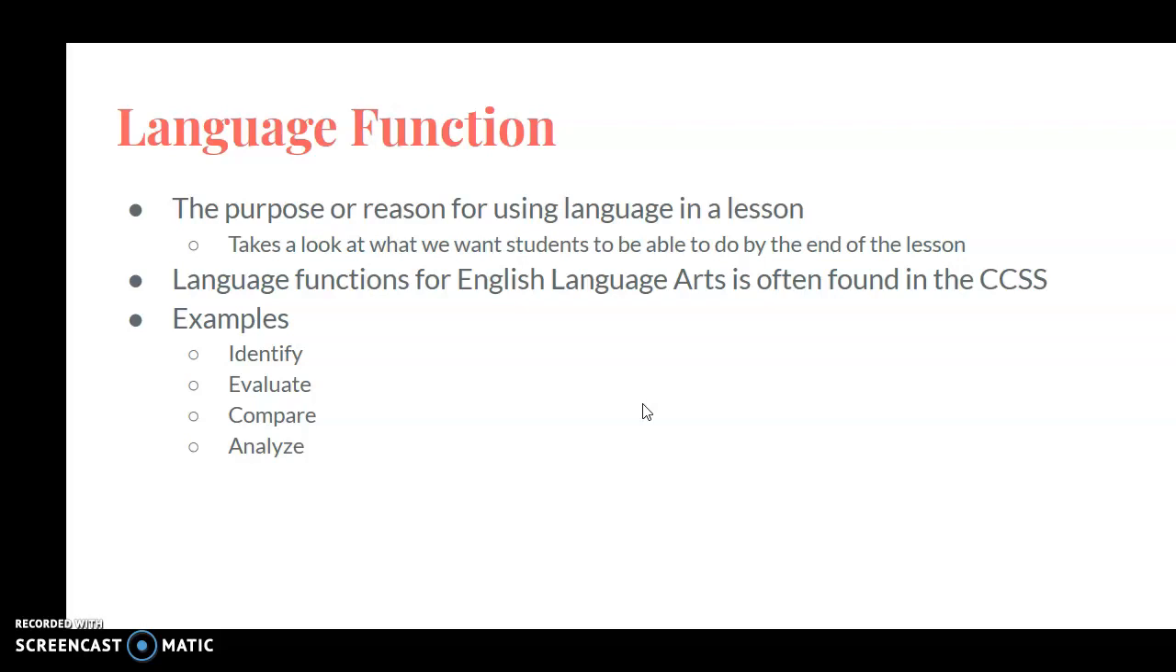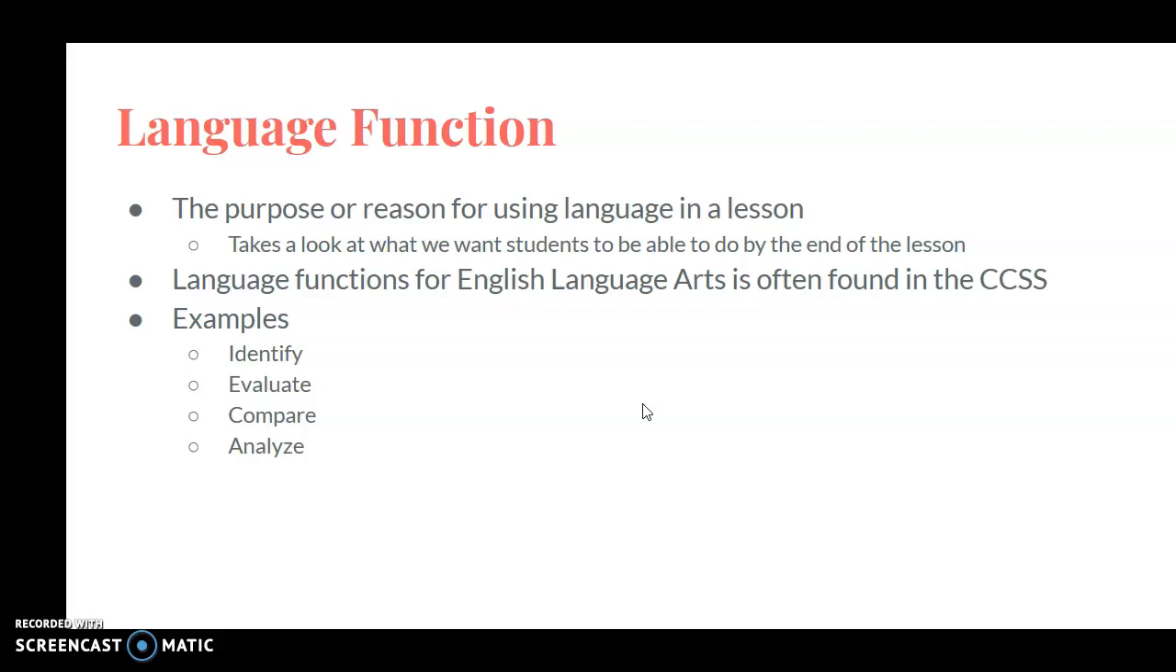It takes a look at what we want students to be able to do by the end of the lesson, which for English language arts could be seen in the California Common Core standards. And so for English, it's kind of looking at how we want students to identify, evaluate, compare, or analyze. Just a few examples of what language function could look like. And basically those are through essays or any type of writing or even discussions taking place within the class.